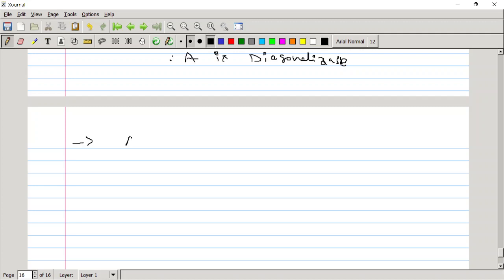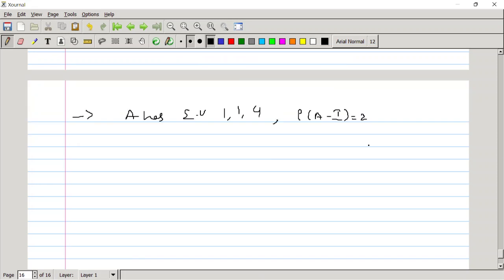It is given that A has eigenvalues 1, 1, 4 and rank of A minus I is equal to 2. So from this we can see the determinant of A is 4, so it is invertible. For the diagonalizability, we have to check the algebraic multiplicity of each eigenvalue.